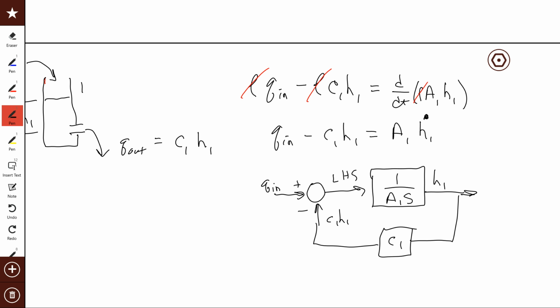You have a question? This is A1 s. Right? So the left-hand side, divide by A1 s gives me H. You're welcome.